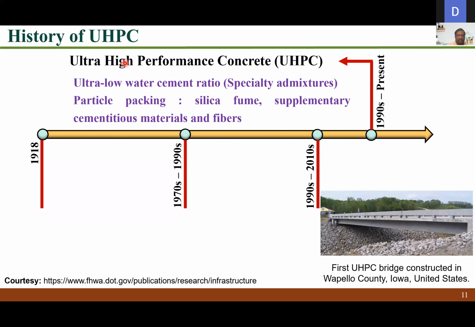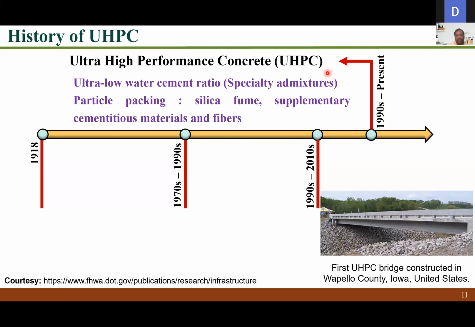So that is what it is. Nowadays, it's called ultra high performance concrete. Again, the whole idea was from the basic Abrams law. You use a very low water cement ratio, and by using specialty admixtures, and also you carefully choose a range of particles so that you can really pack them well. So using particle packing, silica fume, supplementary cementitious materials and fibers, now we can achieve strength as high as 150 megapascal, and tensile strength as high as 15 megapascal.